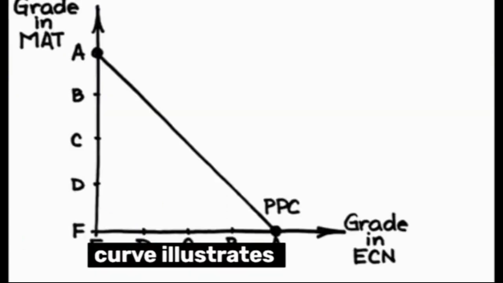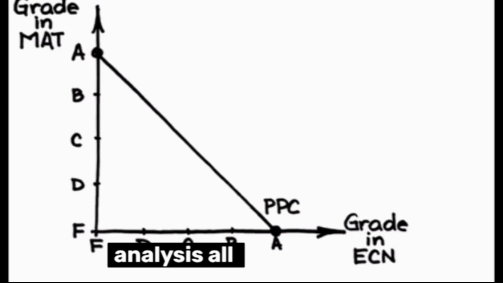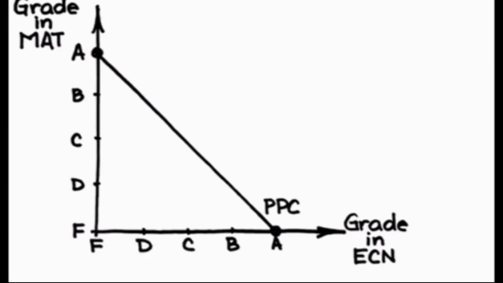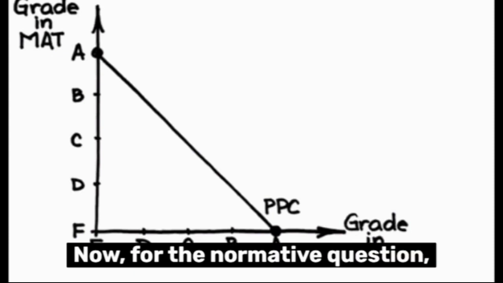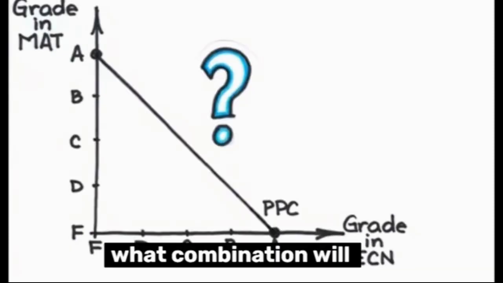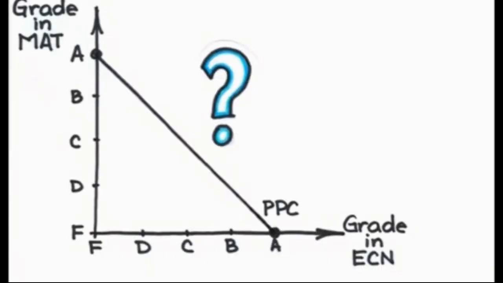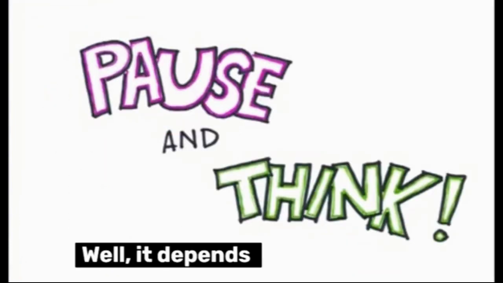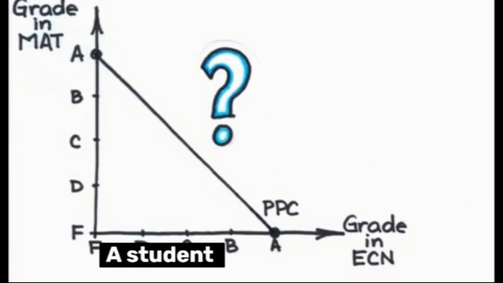The production possibilities curve illustrates the positive analysis, all possible ways in which the student can choose to use his or her time. Now for the normative question, what combination will the student choose? What point will the student choose? Well, it depends on the decision maker.